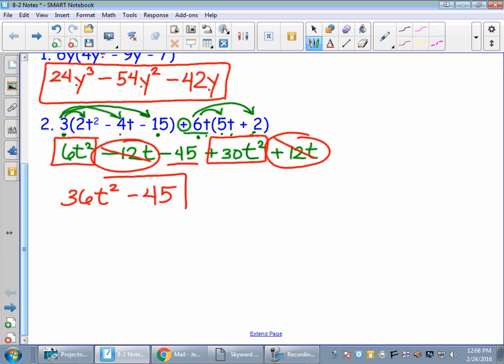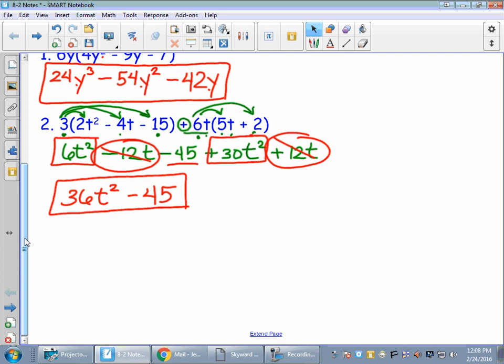So that was where we had to actually do a little bit more work after we distributed. We had to clean up by combining like terms. Proper form is that standard form. It wouldn't be wrong if you had this in a different form, but try to write them so that they go from greatest degree down to the least degree.